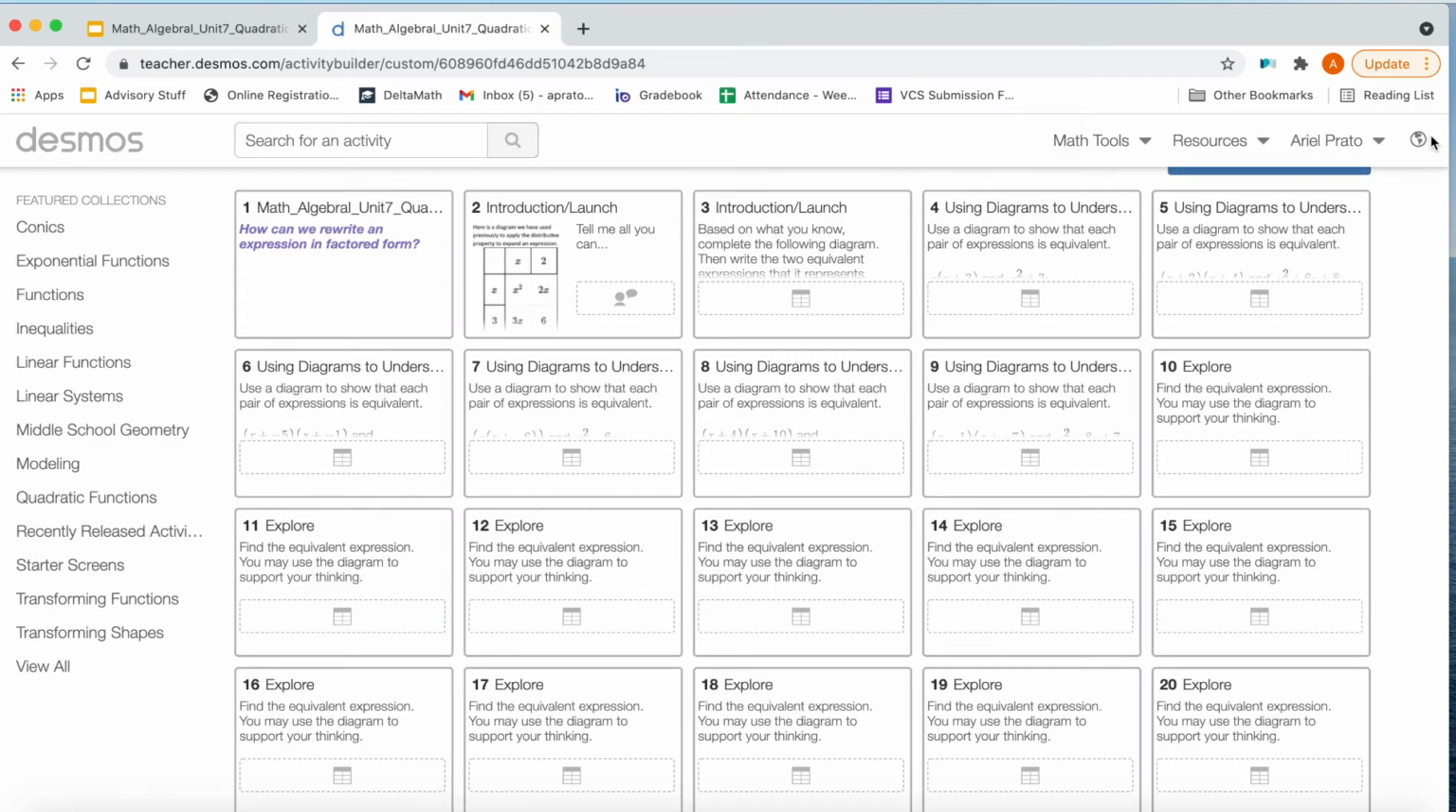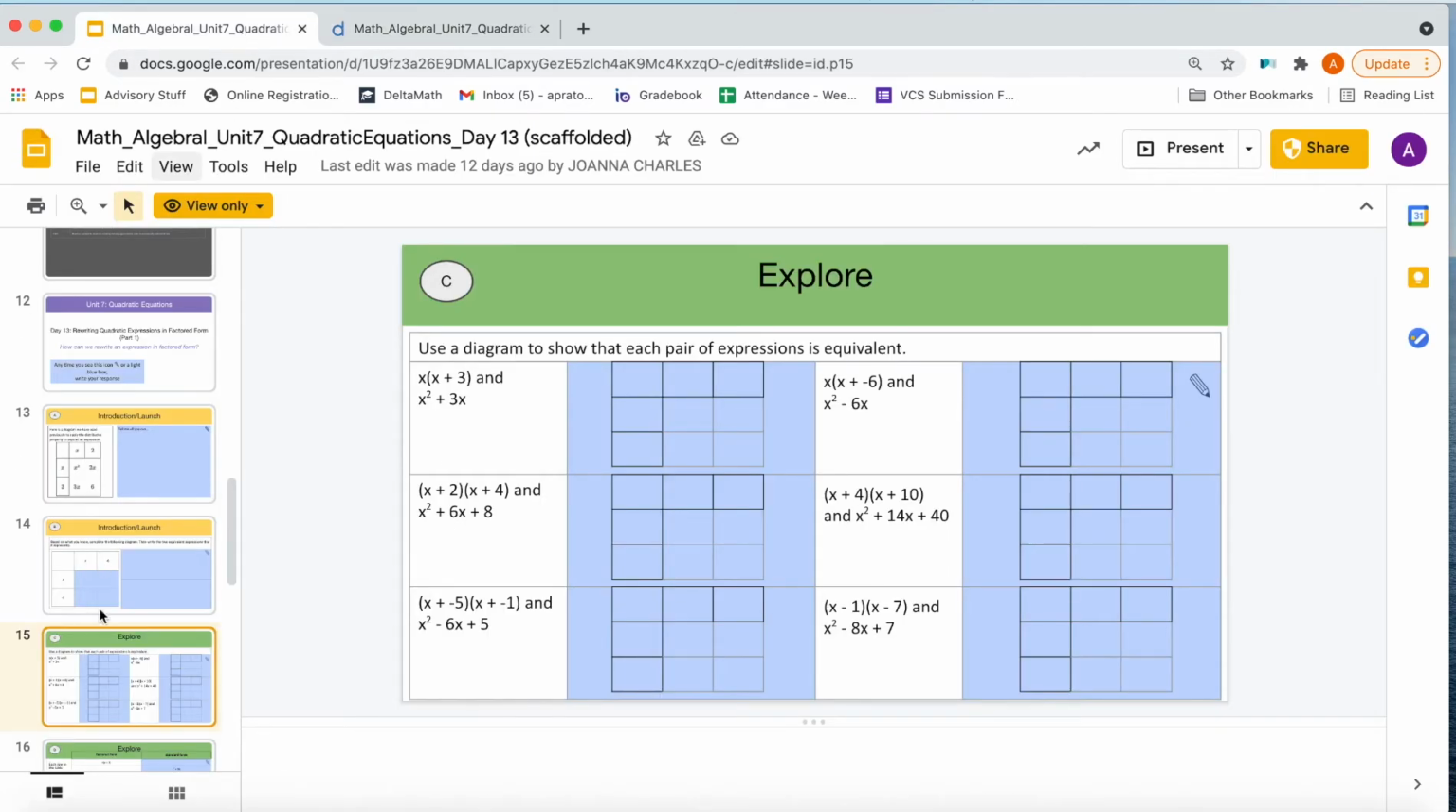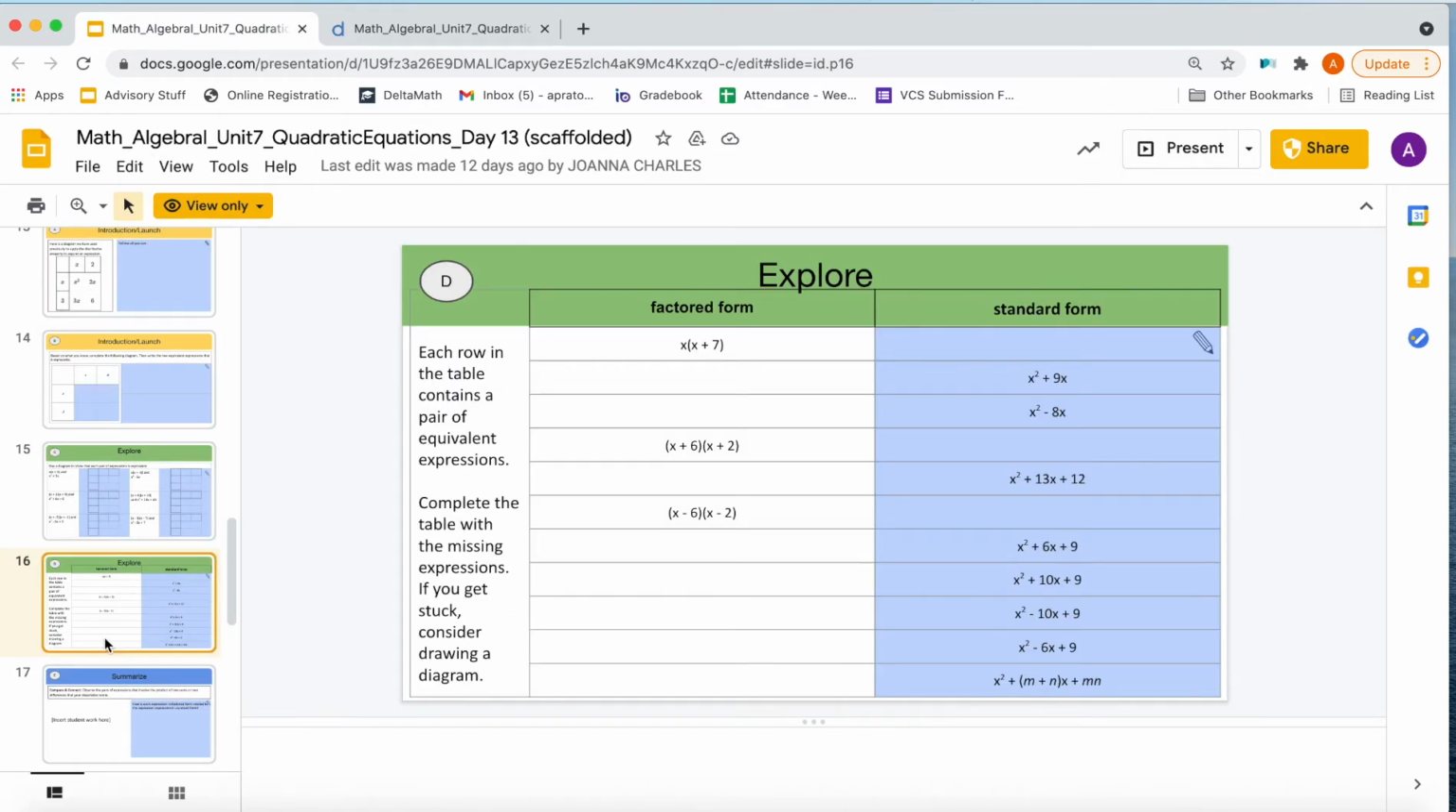And what I'm going to do in this video is talk through how it might look for students to work on the actual meat of the lesson, which is when you get to right here, where students are asked to take expressions in standard form and write them in factored form. And this is the first time they're most likely going to really be doing this.